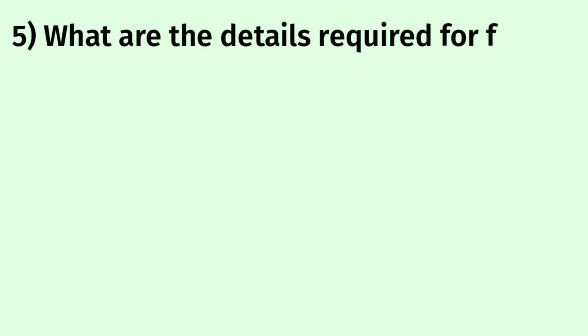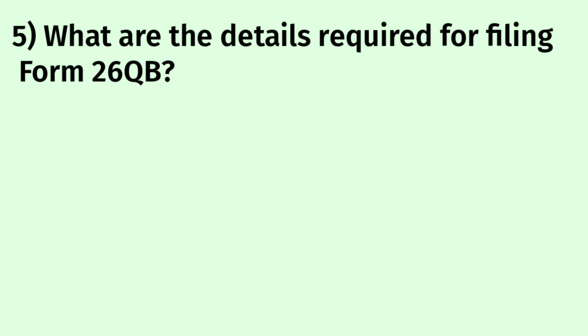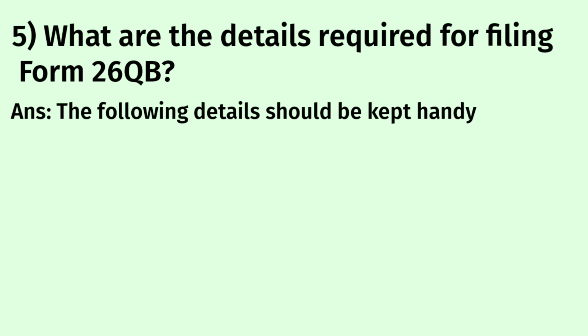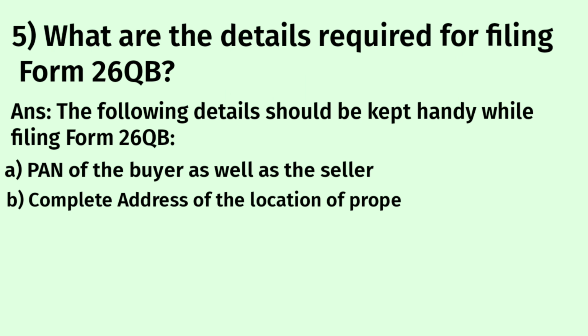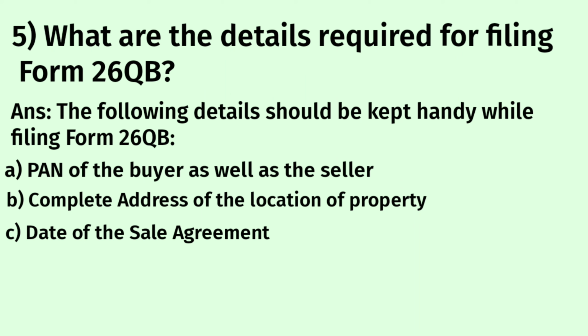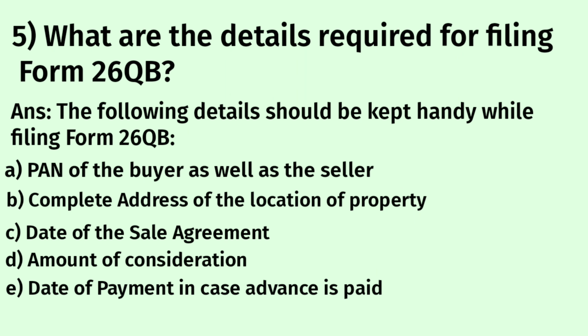Coming to the fifth question, what are the details required for filing Form 26QB? The answer to this is, the following details should be kept handy while filing Form 26QB: PAN of the buyer as well as the seller, complete address of the location at which the property is situated, date of the sale agreement, amount of consideration, and date of payment in case advance is paid.